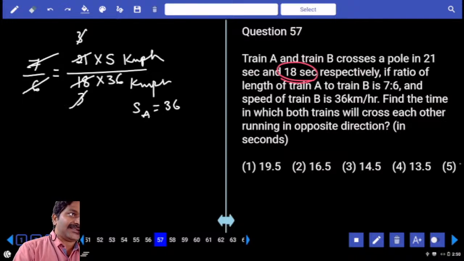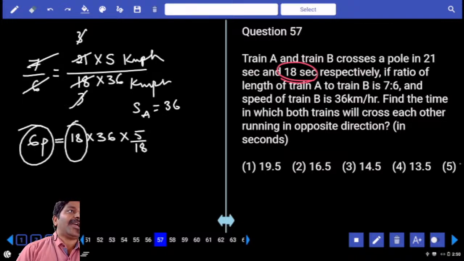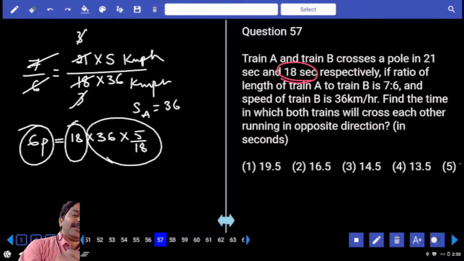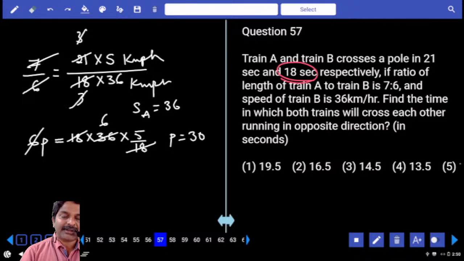Now we need their lengths. Right. Look at the second train length, which is equal to 6 parts, 18 seconds it is taking time with a speed 36 kilometer per hour. Now we have to convert kilometer per hour to meter per second, because this is distance in meters, time in seconds, speed must be in meter per second. Are you following? 18 gets cancelled, 6 times. So from this P is equal to 30.